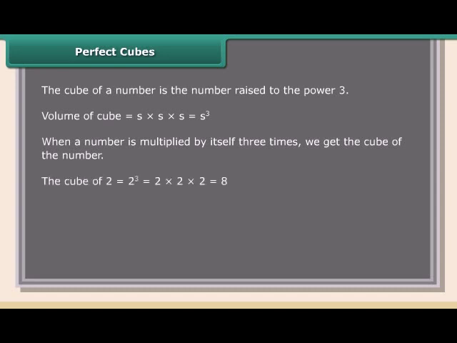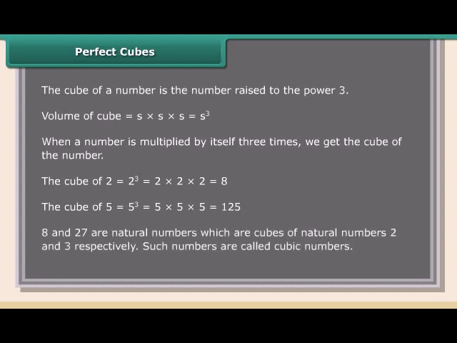The cube of 2 is equal to 2 cubed, which is equal to 2 into 2 into 2, which equals 8. The cube of 5 is equal to 5 cubed, which is equal to 5 into 5 into 5, which is equal to 125. 8 and 27 are natural numbers which are cubes of natural numbers 2 and 3 respectively. Such numbers are called cubic numbers.